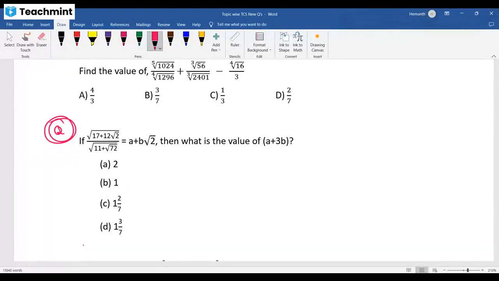Above one, I think you can write this as 2 power 10. This is 6 power 4. All that magic you people can do and work on it. That's not a big deal.